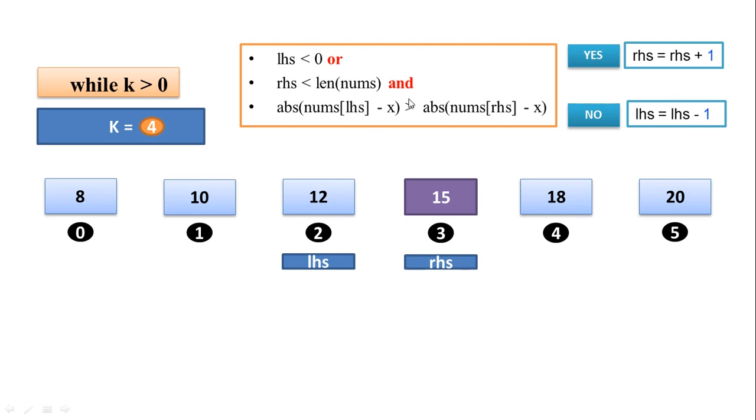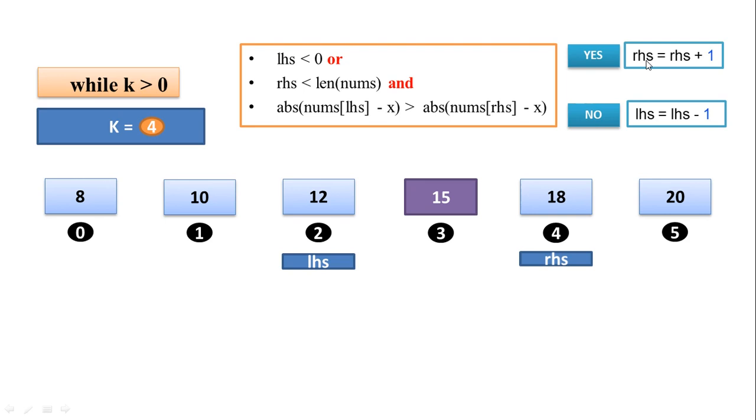So is 3 greater than, and then again we have to compute the value at the RHS index minus x. Now the value at the RHS index is 15, and 15 minus 15 is 0. So is 3 greater than 0? Yes, it is. So we can safely say that our condition evaluates to true. Hence, what are we going to do? We are simply going to shift the RHS pointer towards the right by 1 position. Let's have a look at that. And there we go. Now the RHS pointer points towards the 4th index.